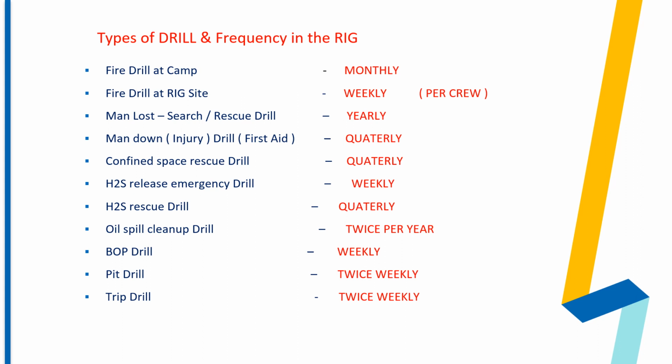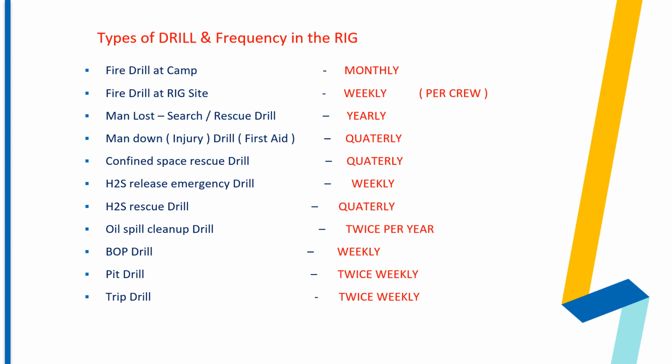And here is one important thing I want to share: this is the standard frequency of the drills. But when the drills are conducted and the client representative, meaning the company man, observes that the crew is not efficient and not responding productively, then he can change the frequency. For example, if a drill is monthly, he can advise that it should be done twice monthly.